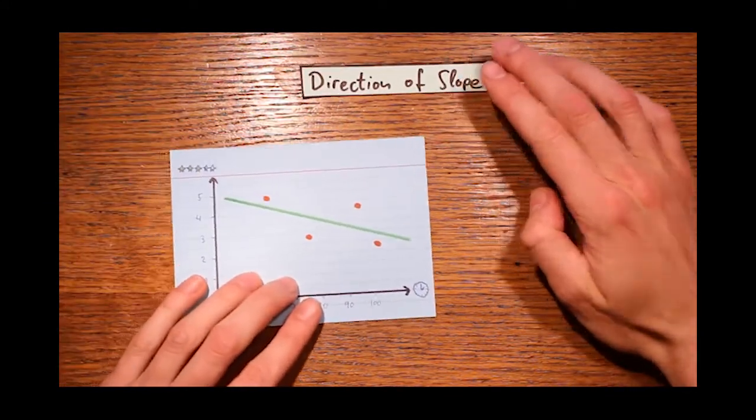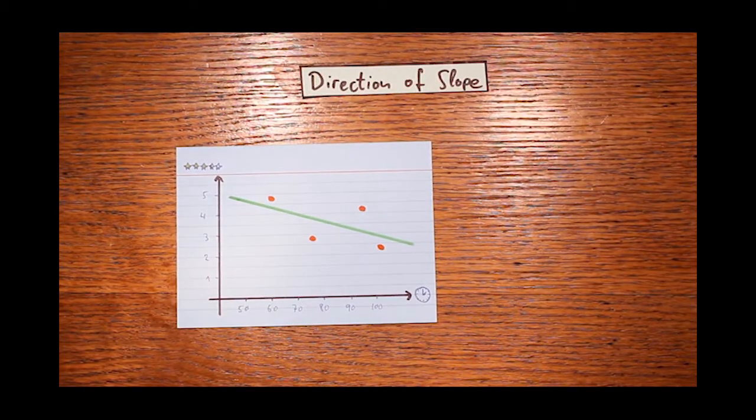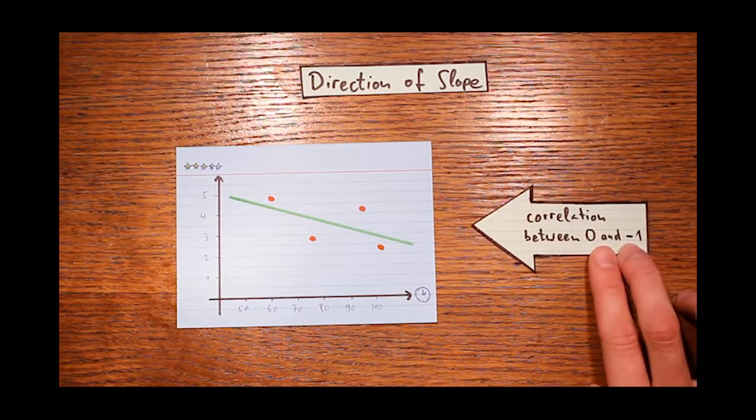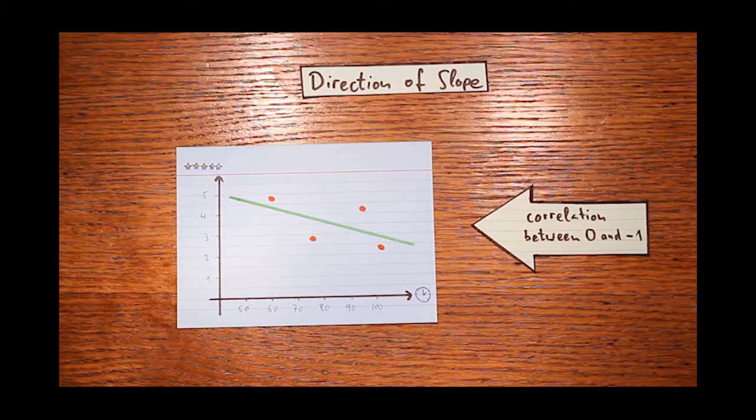Then in the second case, in this data set, you can see that the longer movies tend to get the worse ratings, so the slope is negative. And in that case, the correlation coefficient is negative as well. It'll be between 0 and -1.